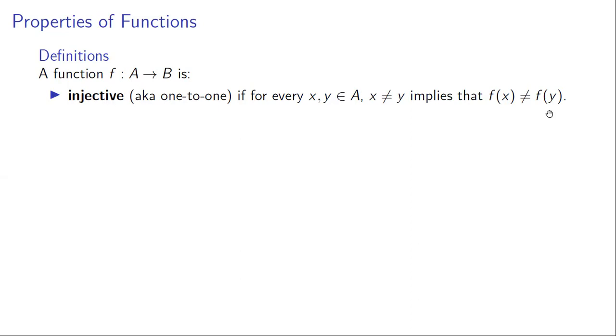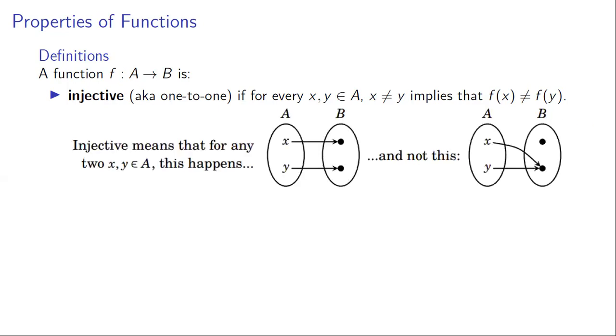So some functions are injective, some are not injective. We'll try to see if we can determine whether a function is injective or not. So here's a more intuitive way of thinking about it. It's from the book. So an injective function means that for any two x and y's in the set A, right, so here we have x and y. Of course, this is just a small part of set A, really. It's just showing that for any two x and y in A, this happens, meaning they go to two different outputs and not this, meaning you don't have a case where x and y go to the same output, right, where these two inputs lead to the same output. If you have a case like this, then it's not an injective function.